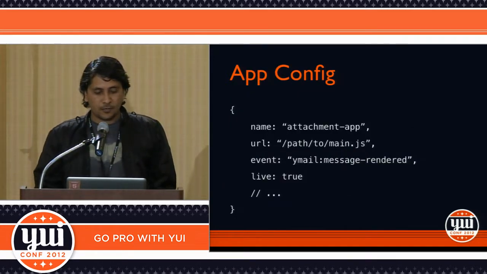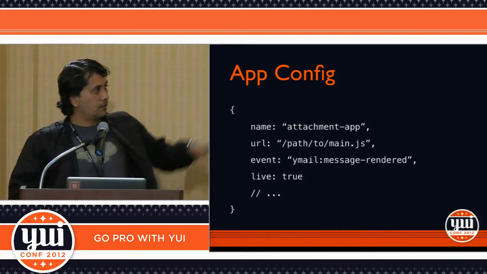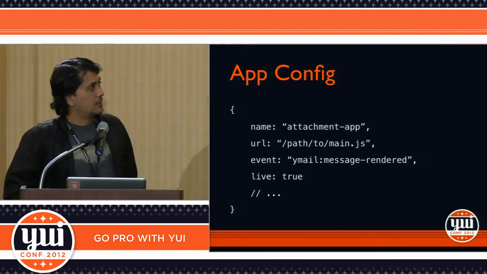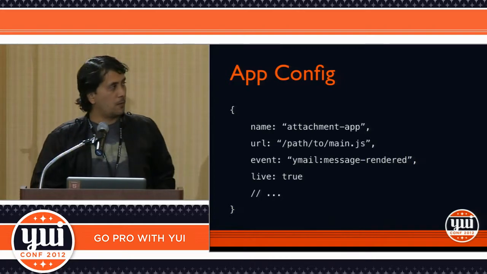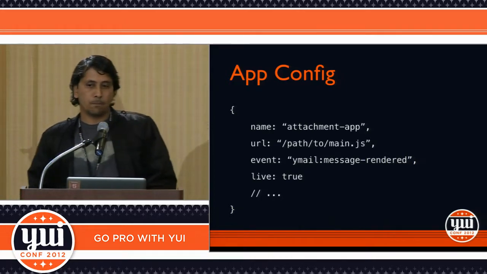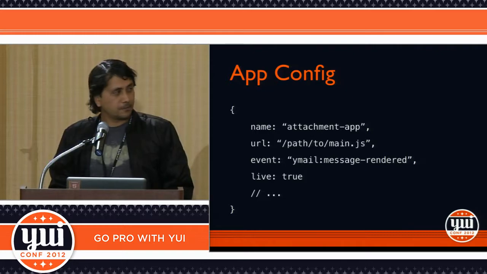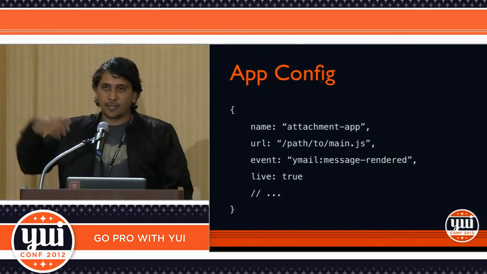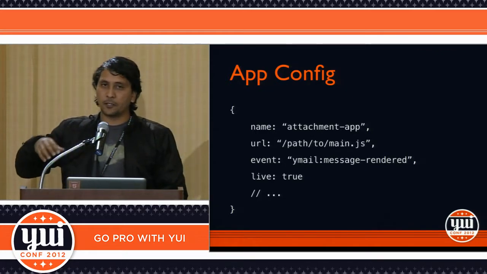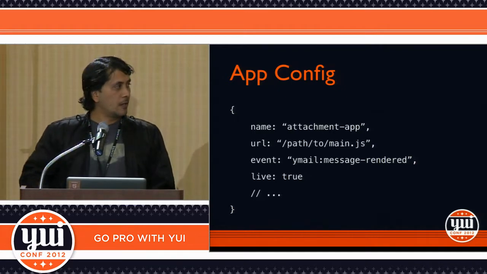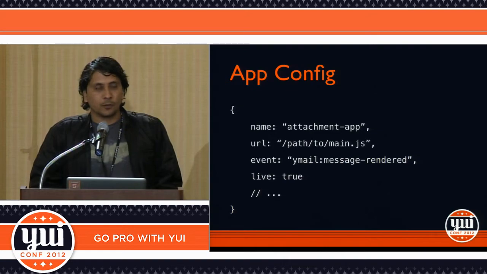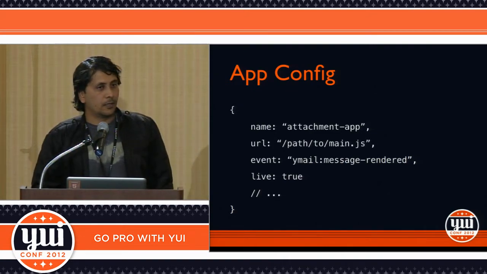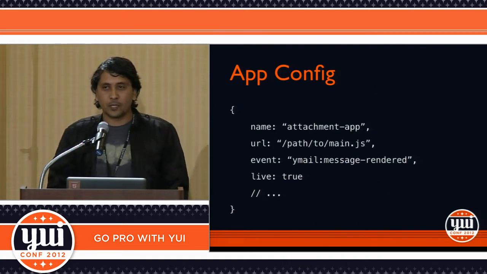So here's how the app config looks like. This is for per app. There's the name for each of these apps, and the URL points to the main file, which is main.js. The main.js in turn can have dependencies, can do a YUI.use, and so forth and so on. Then it also registers itself to the event which is part of Yahoo Mail.